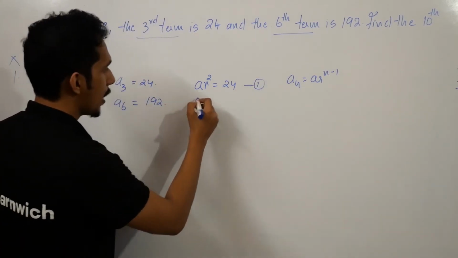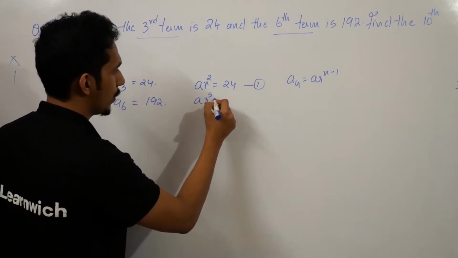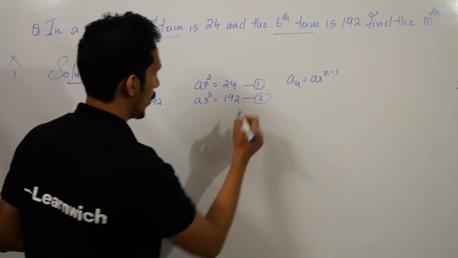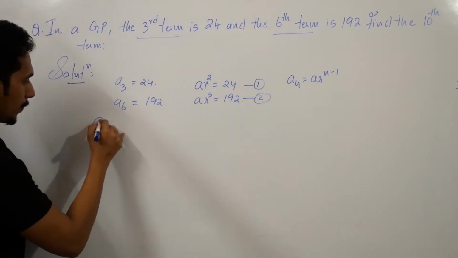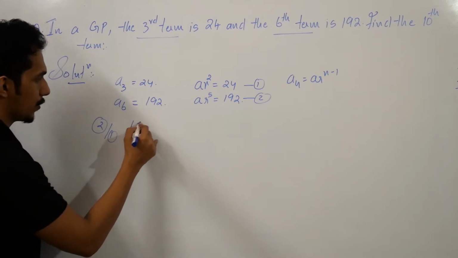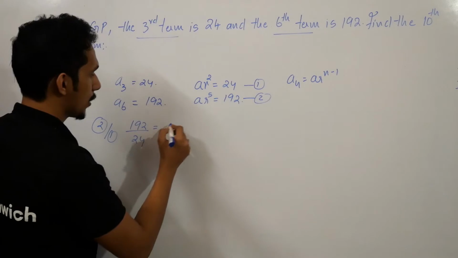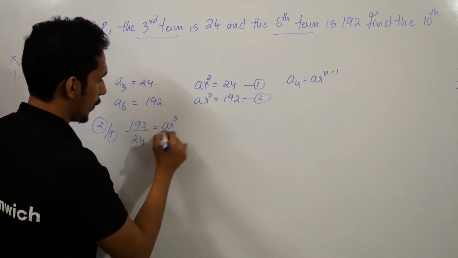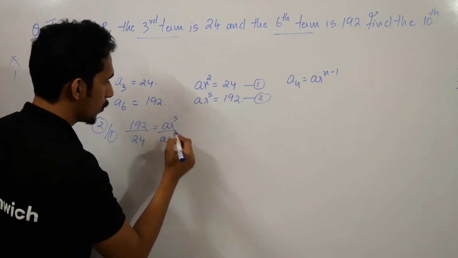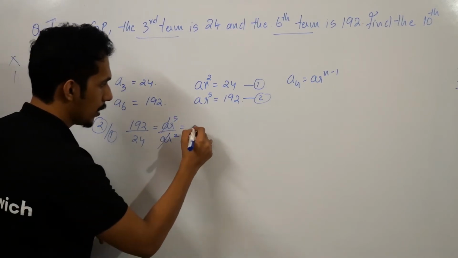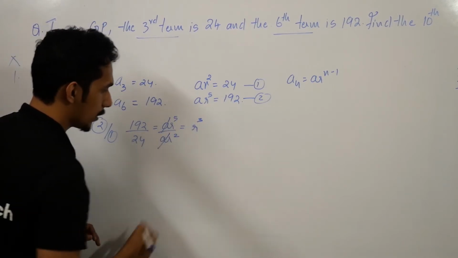Then we have A R raised to 5 is 192. That is equation 2. So what if I divide the second equation with the first equation? So you get 192 divided by 24 is A R raised to 5 by A R raised to 2. A cancels, R raised to 5 by R raised to 2 is R raised to 5 minus 2, which is 3.